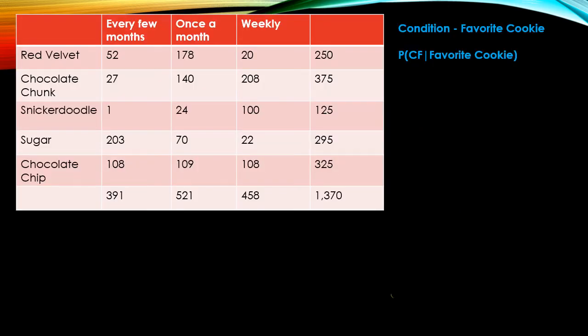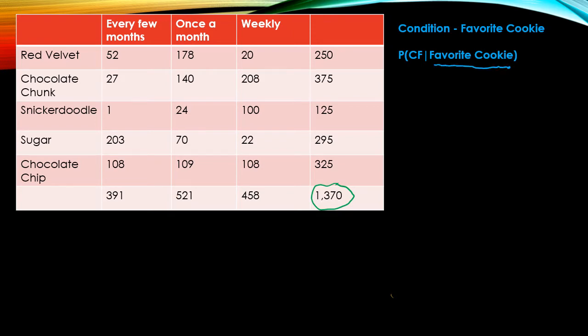This is the same data that we used in the video about marginal and joint probabilities. In this data, we have a fairly successful bakery, and we surveyed 1,370 of our customers to see what their favorite cookie was and how often they came in. So we're going to introduce conditions in this. Our condition is going to be the favorite cookie.